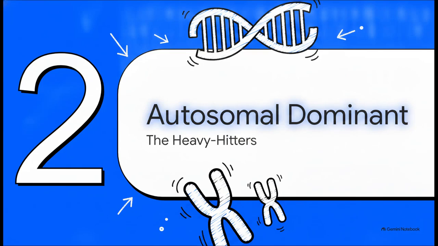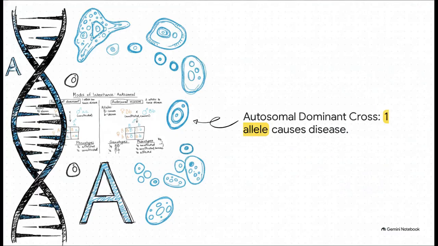Moving on to Section 2, autosomal dominant inheritance. Let's look at the heavy hitters of the genetic world. Okay, looking at a classic autosomal dominant cross, the core rule is pretty simple. Just one allele can cause the disease. Here, the dominant allele, that capital A, is the carrier. We've got an affected female with a genotype of big A, little a, crossed with an unaffected male who has two little a's. Because the trait is dominant, she only needs that one big A to have the affected phenotype.